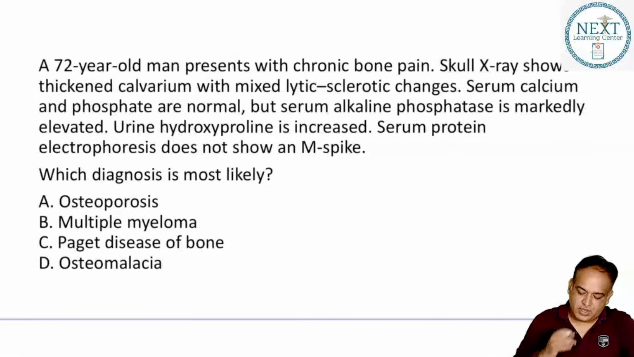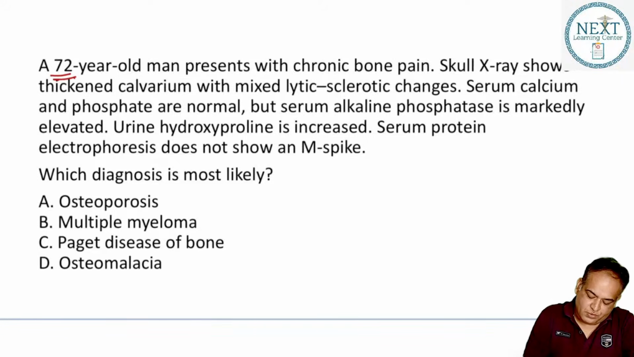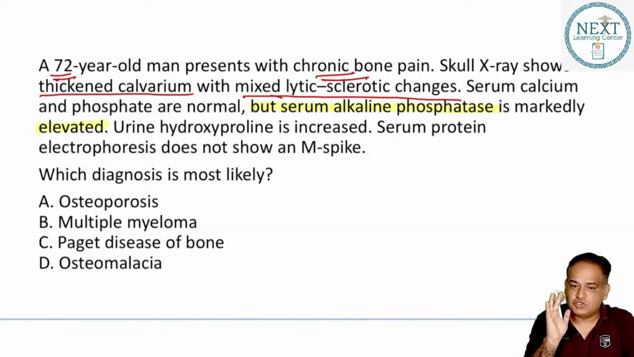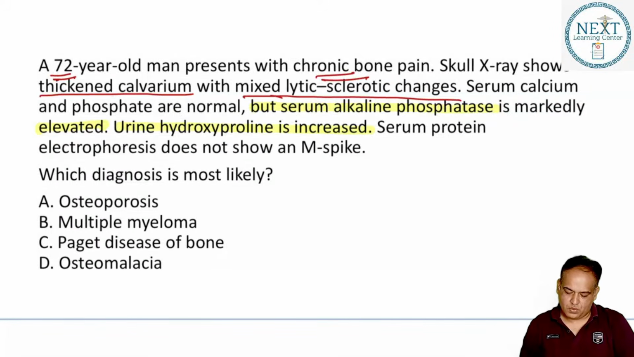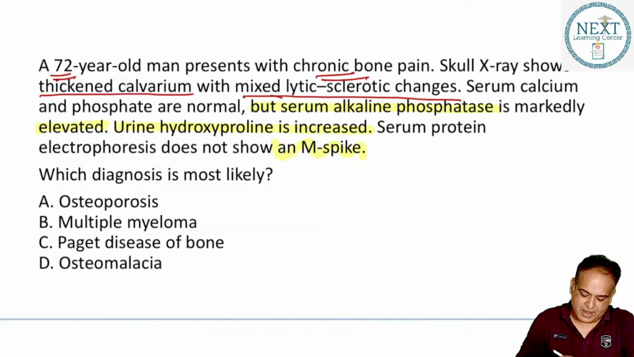72-year-old man presents with chronic bone pain. Skull X-ray shows thickened calvarium with mixed lytic and sclerotic changes. Serum calcium and phosphate are normal, but serum alkaline phosphatase is markedly elevated. That means too much bone formation. Hydroxyproline is increased. That means too much bone destruction. Okay, and there is no M spike.